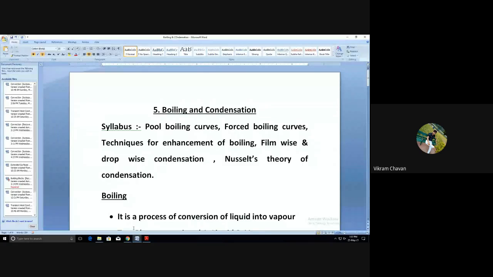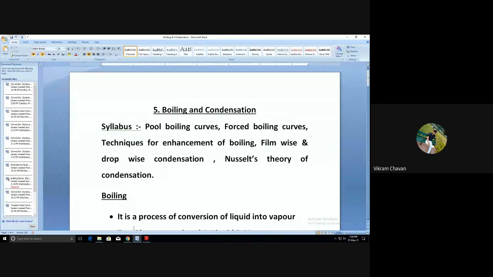Boiling and condensation. So this chapter is very small as compared to the previous chapters, like the first chapter, then the convection chapter. We will require hardly 5 lectures to complete boiling and condensation, and within 2 to 3 days it will be complete. The chapter is completely theoretical. There will not be any problems on this particular chapter. Write down the heading, chapter number 5, boiling and condensation.